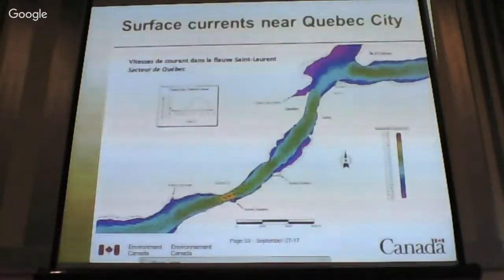So going down to Quebec City now, where the average tide is about 5 meters, we have interesting behavior here on this lake also.